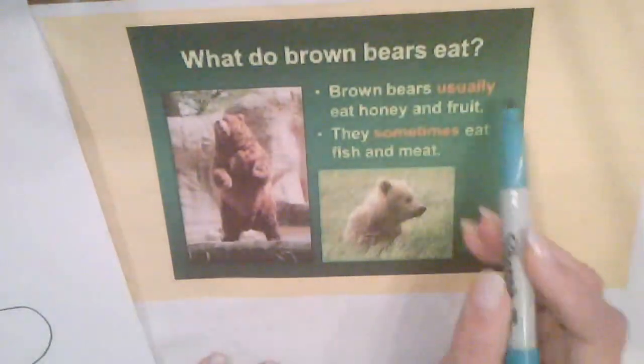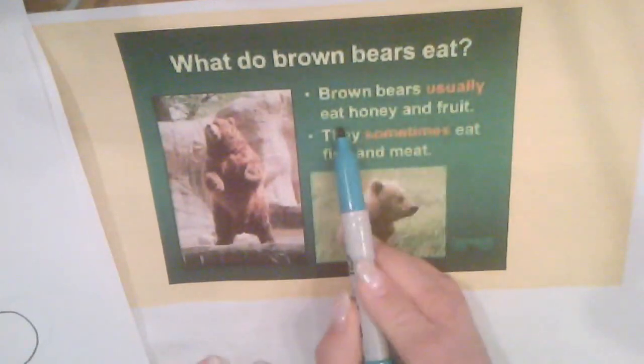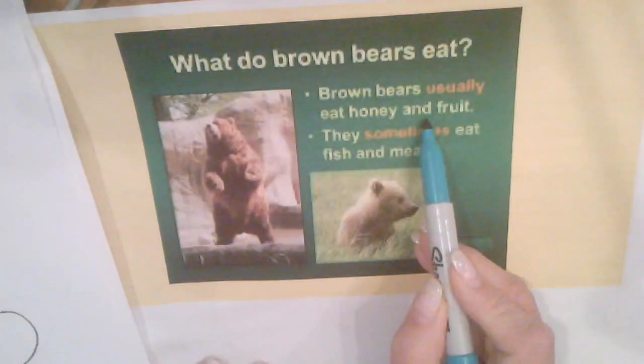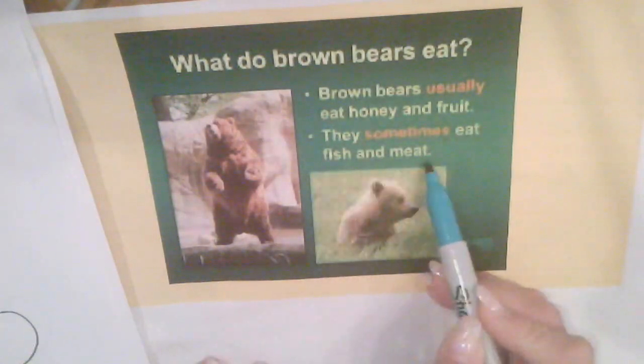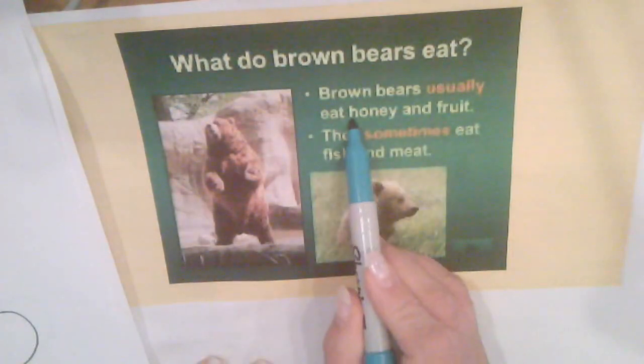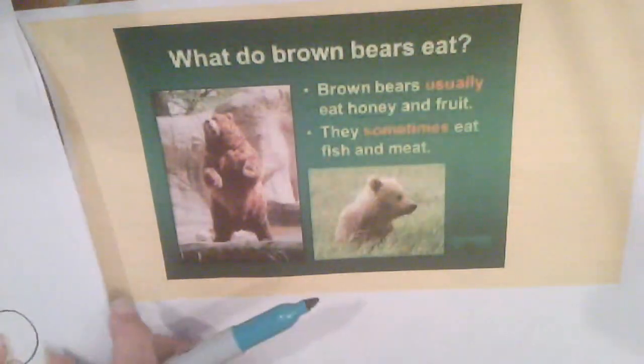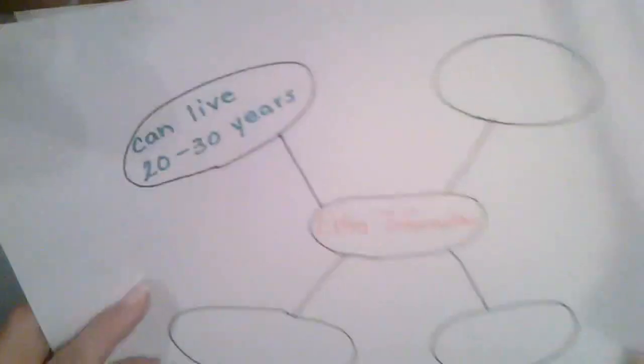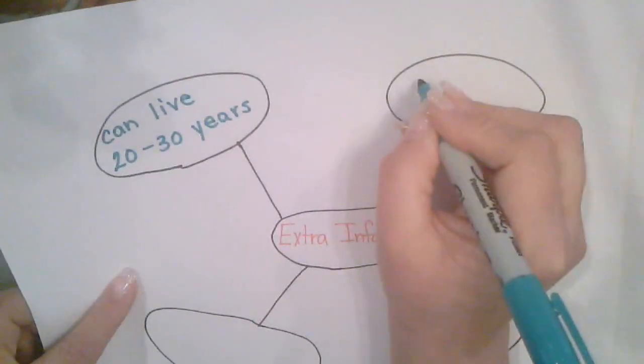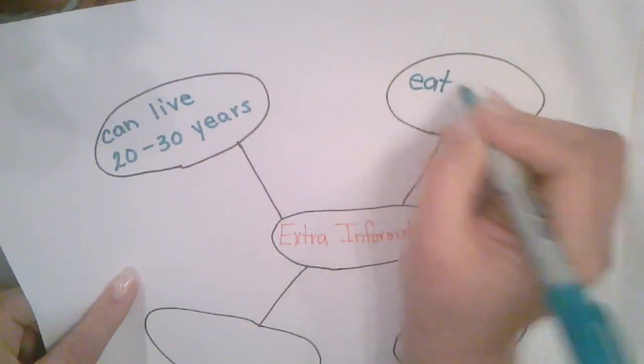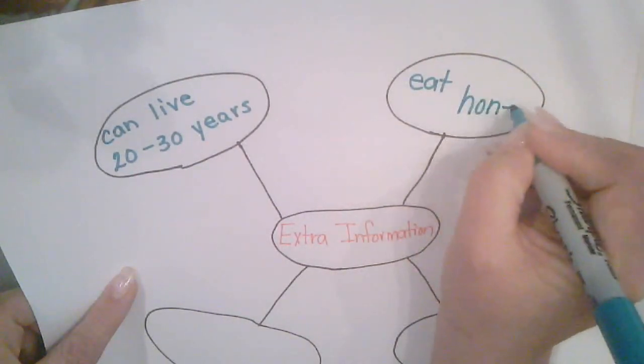What do brown bears eat? Brown bears usually eat honey and fruit. They sometimes eat fish and meat. Okay, we didn't write anything about them eating honey, did we? So let's write that down on our extra information. They eat honey. Okay? That was interesting.